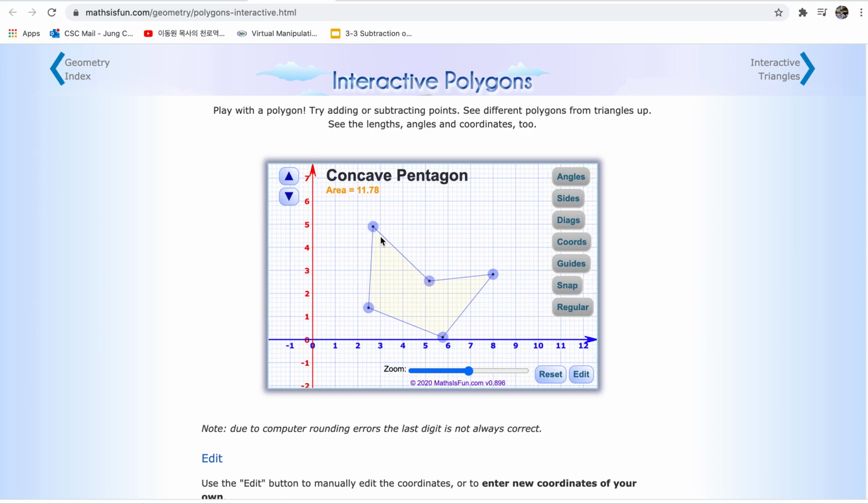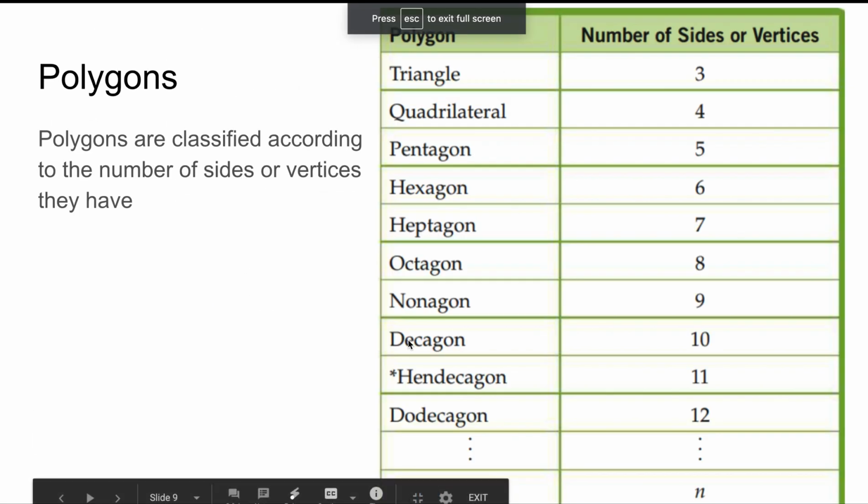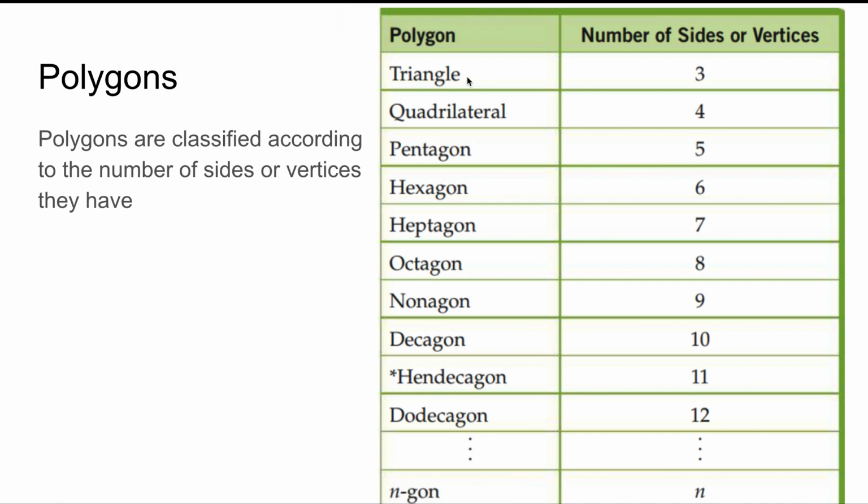But it's still a pentagon because I still have 5 sides. Okay? Alright, so this is a cool thing that you can do with your students. And let's take a look at the polygons and their names. So we already know triangle, quadrilateral, pentagon, hexagon. These names are coming from Greek, I guess.